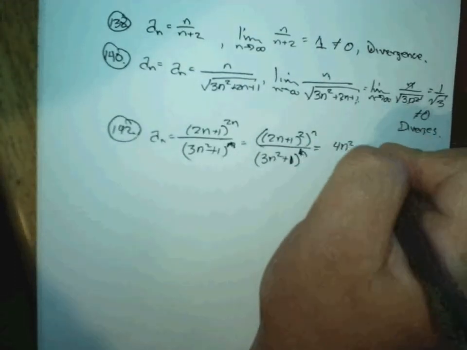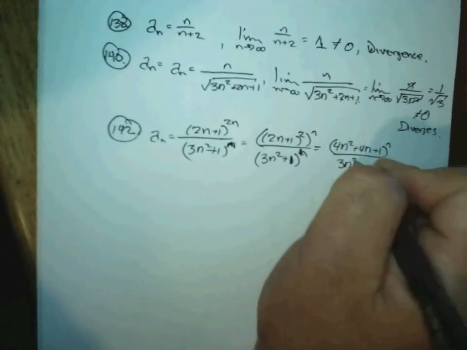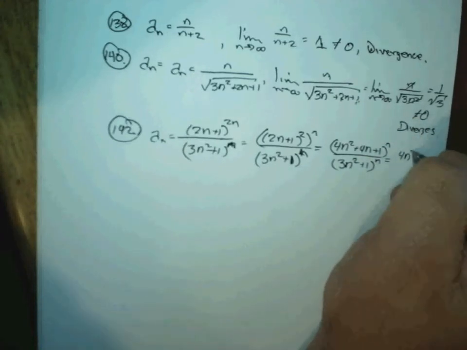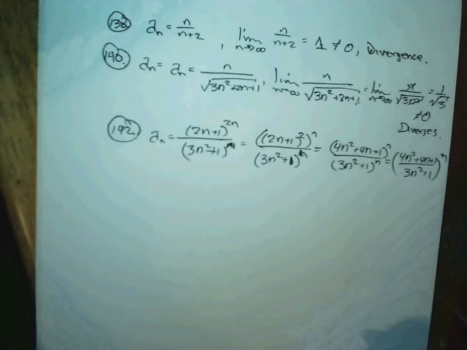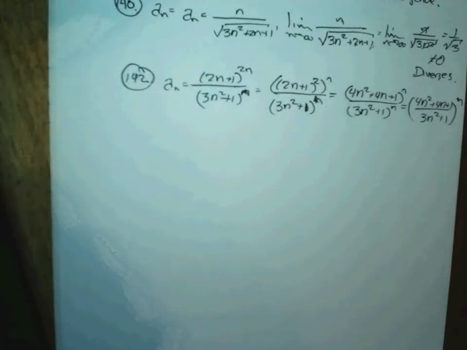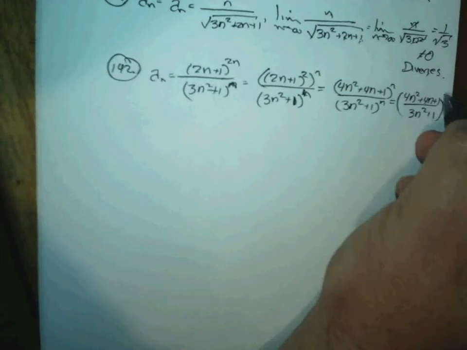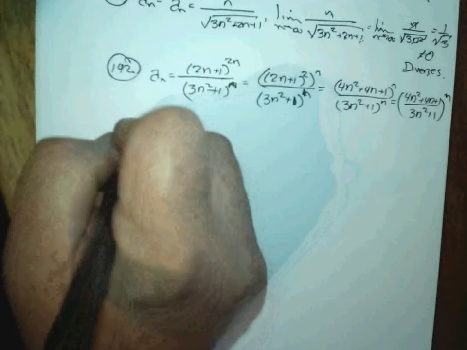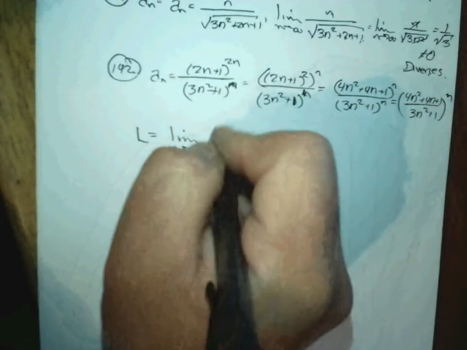Now square out the 2n plus 1. You get (4n squared plus 4n plus 1) to the n over (3n squared plus 1) to the n. In other words, you've got (4n squared plus 4n plus 1) over (3n squared plus 1), all raised to the nth power. And I'm trying to take the limit of this. Okay? Now, when you have this term n up in the power, and you're taking the limit as n goes to infinity, we're going to use a little trick to help us with that.